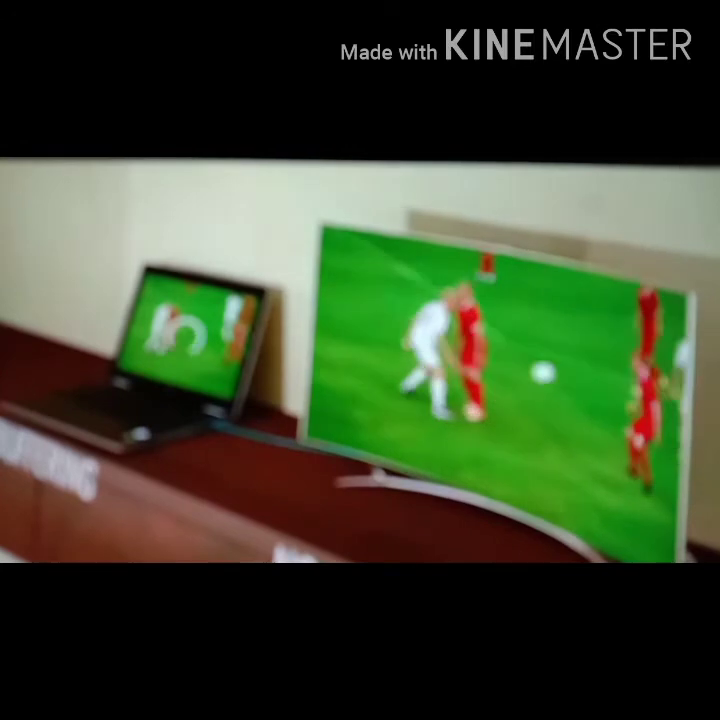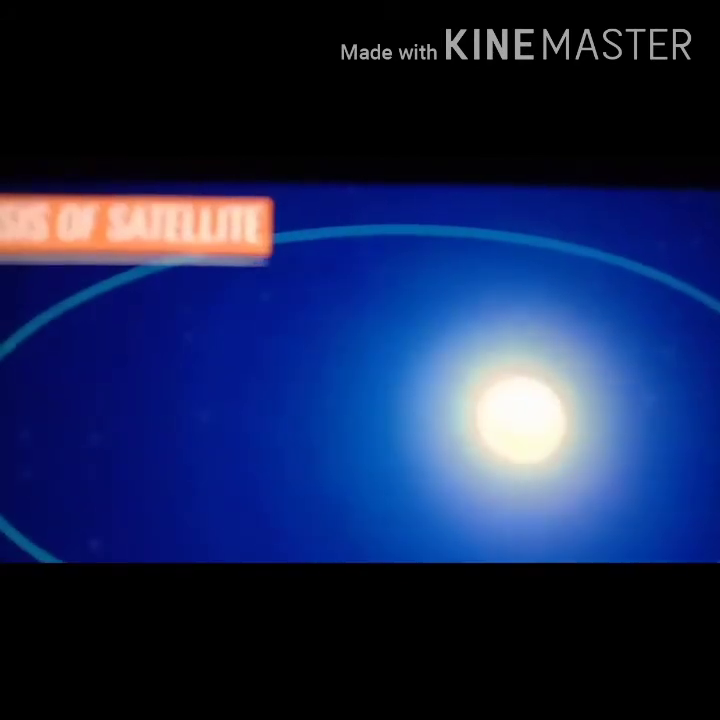Just have a look at how the satellite works, and how we get network connections without any wire connection. Because of satellites, we can enjoy all these facilities.